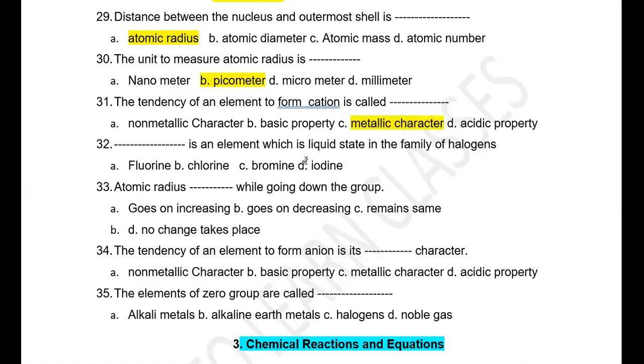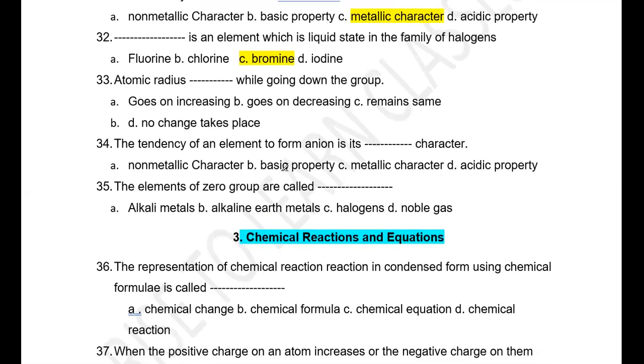Dash is an element which is liquid state in the family of halogens. The members of halogen are fluorine, chlorine, bromine, iodine. Among this, bromine will exist in liquid state. So option C, bromine is the correct answer.